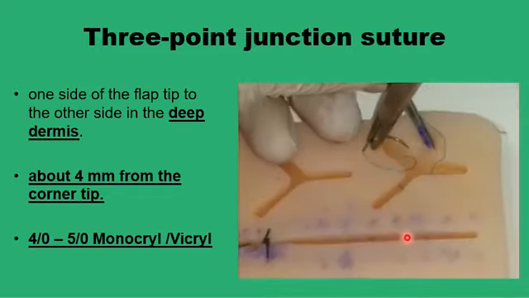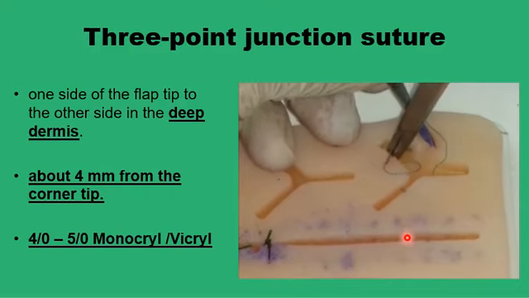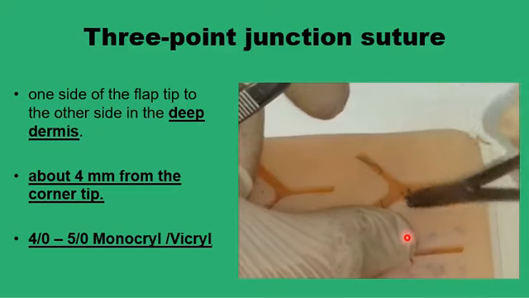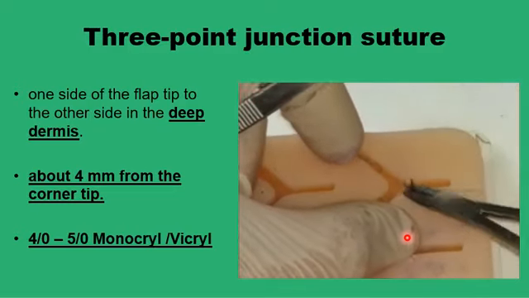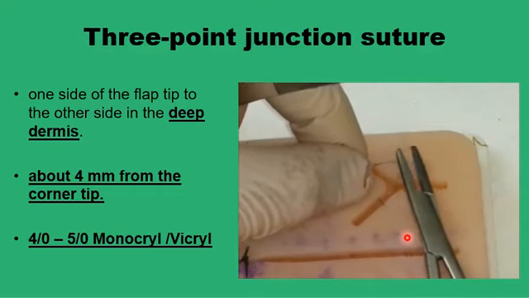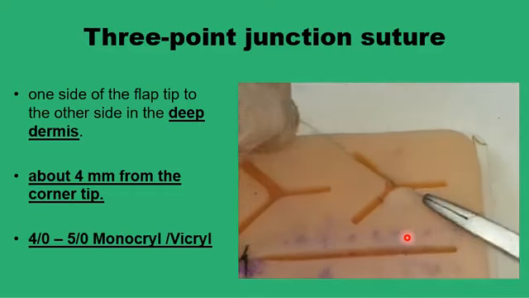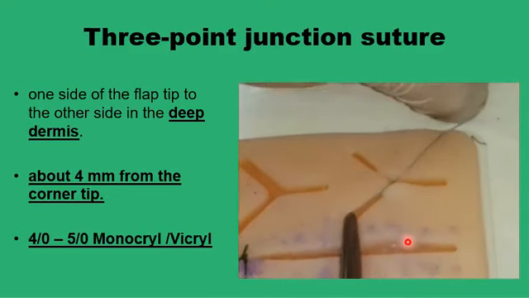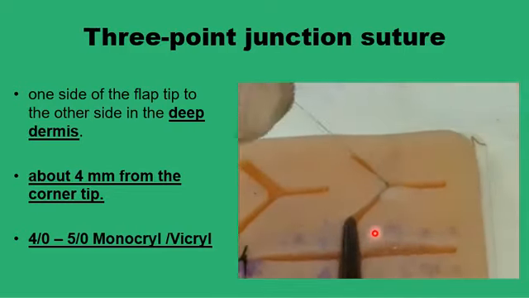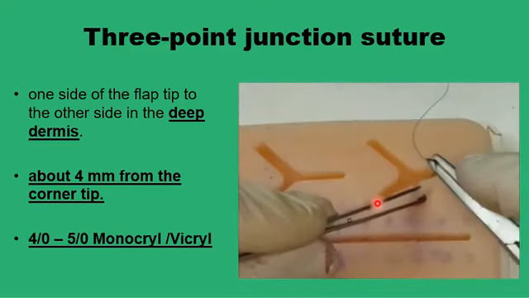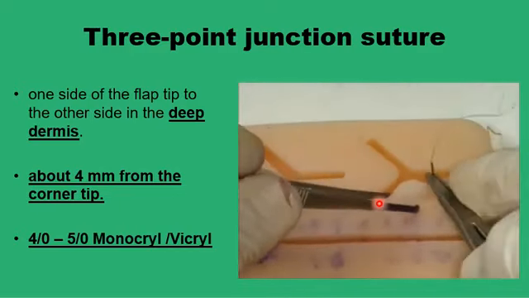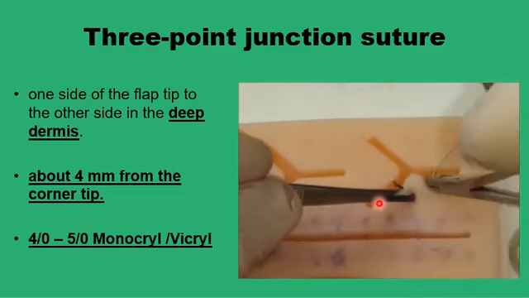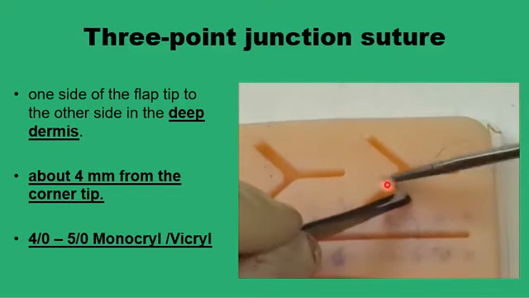So you start on one side and pass to the other, second or the third, all horizontal bites in the dermis under the surface of the skin without puncturing it, all 4 millimeters from the tip of the skin flaps, and then you tie the knot in two perpendicular directions, and this will give a precise suturing of the 3-point without compromising the circulation.